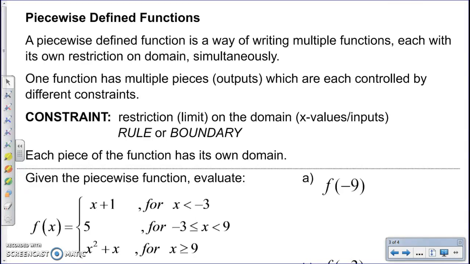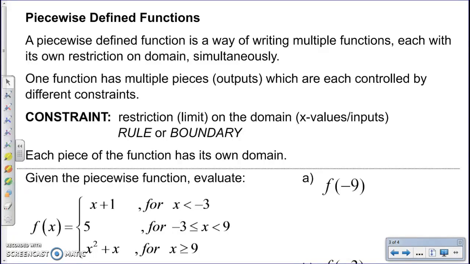A piecewise defined function is a way of writing multiple functions, each with its own restriction on domain simultaneously. So basically there are different rules for the domain. If x falls into a certain category, then you're going to use this rule in this piece of the function. One function has multiple pieces or outputs, which are controlled by different constraints.